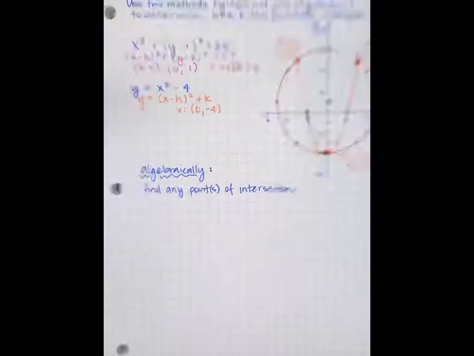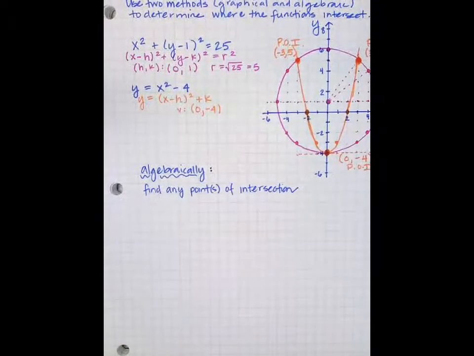So in this case, there is more than one way to do this. You can think about using the equal values method, substitution, or elimination. Those are our algebraic ways of finding points of intersection, but it really depends on the structure of your equations.